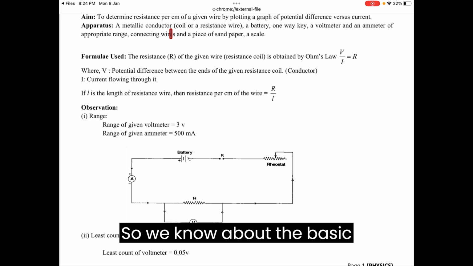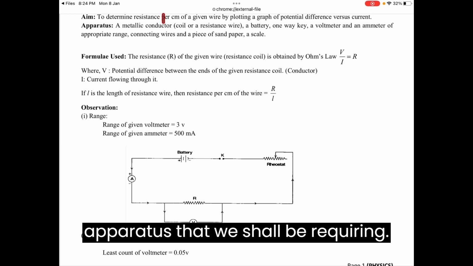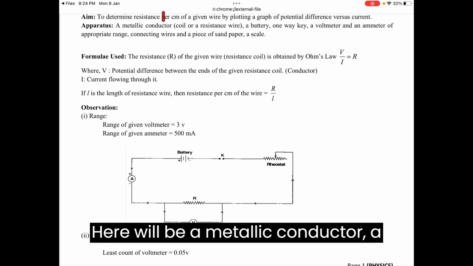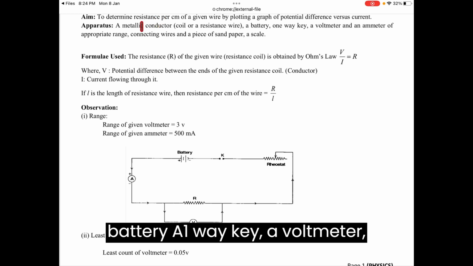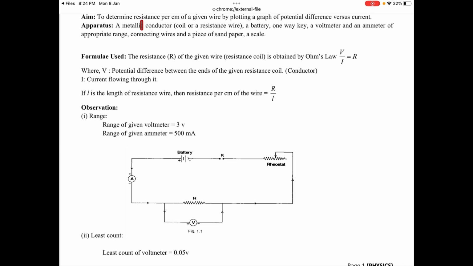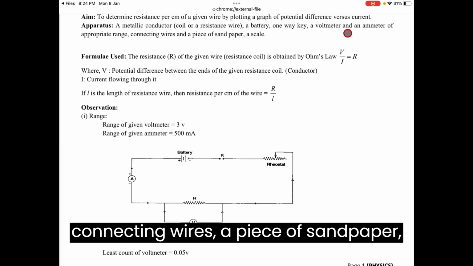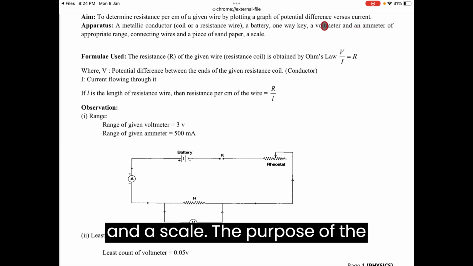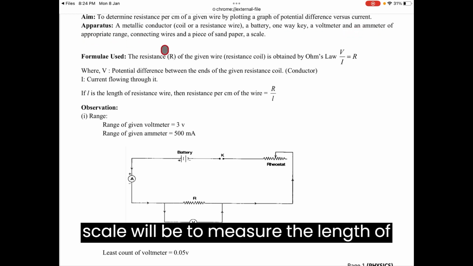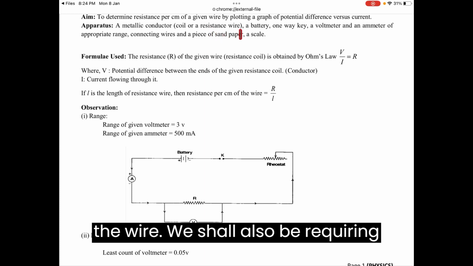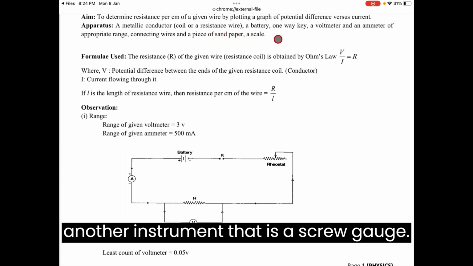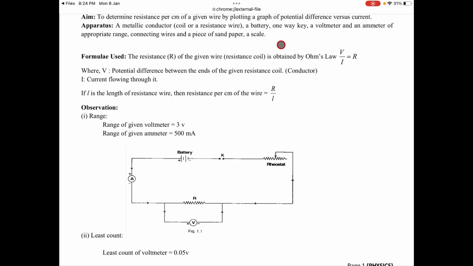So we know about the basic apparatus that we shall be requiring here will be a metallic conductor, a battery, a one-way key, a voltmeter, an ammeter of appropriate range, connecting wires, a piece of sandpaper and a scale. The purpose of the scale will be to measure the length of the wire. We shall also be requiring another instrument, that is a screw gauge.